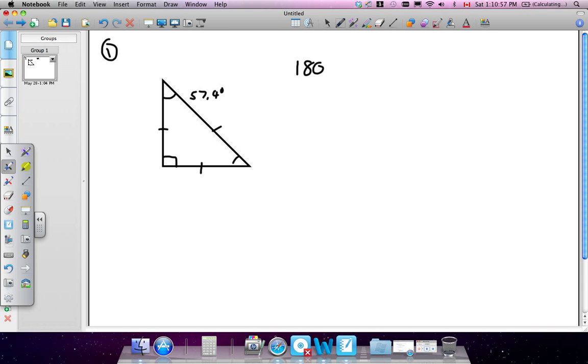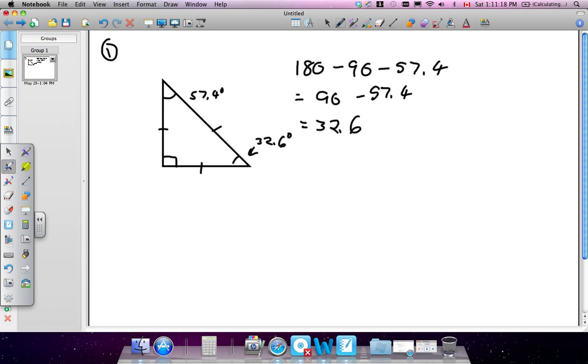Yeah. So I just got to subtract 90 and subtract 57.4, which is going to give me 90. Subtract that, it's going to be 32.6. Is it? I had that, yeah. All right. So 32.6. 32.6 degrees.